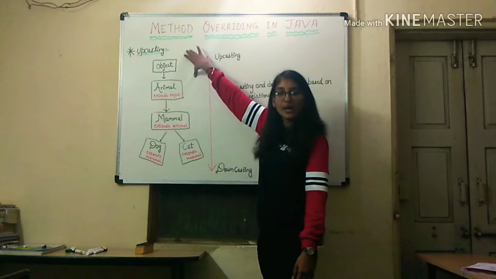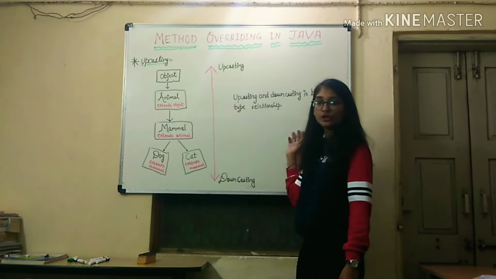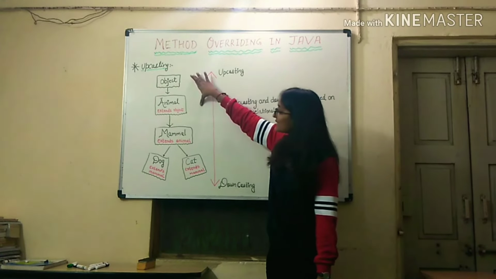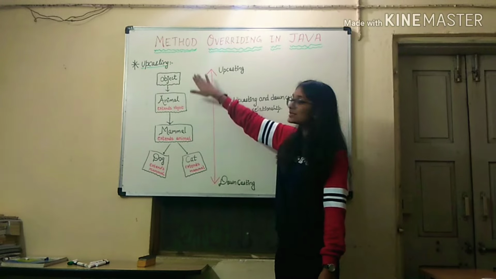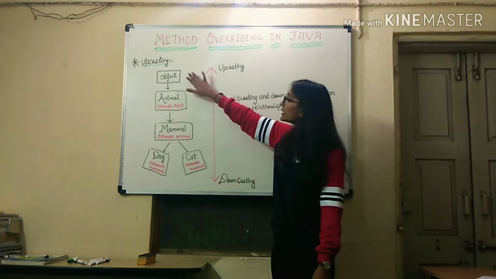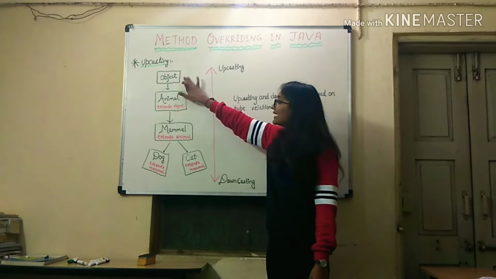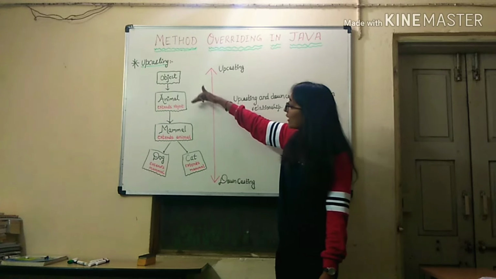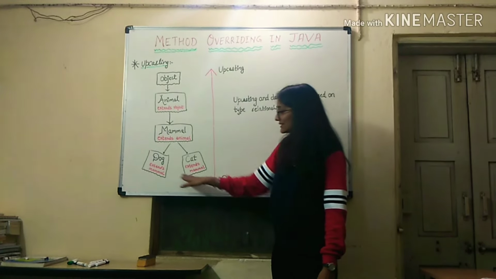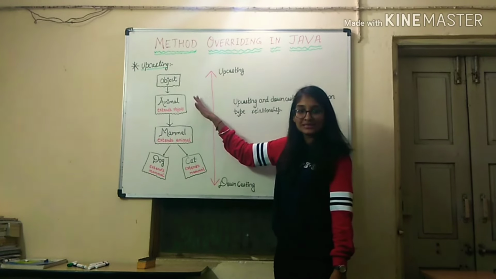Our next topic is upcasting. In this, I am going to give you a small overview of what is upcasting and what is downcasting. So, you can see that there is a flow chart in this. First one is Object. Object is the parentmost class of Java, or we can also say that it is the default parent class. Now, Animal extends Object, Mammal extends Animal, and then Dog and Cat extend Mammal. This is a flow chart. They are all inherited from each other.